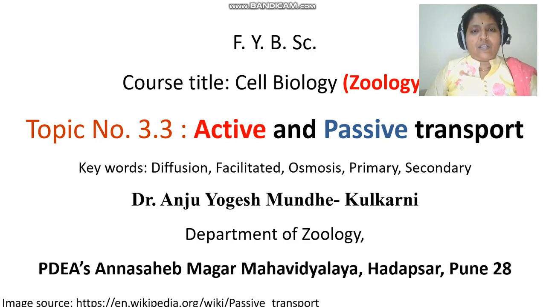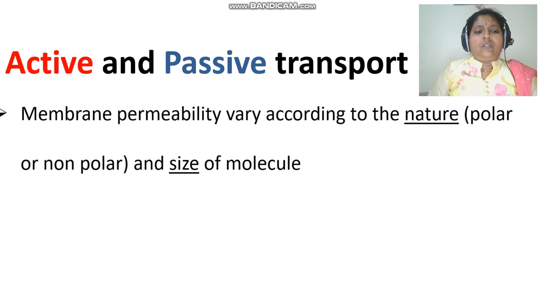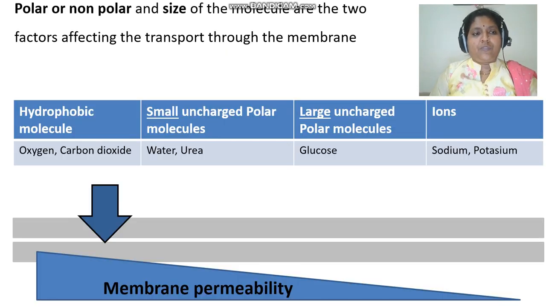Today we will discuss active and passive transport. Membrane permeability varies according to the nature of the molecule, that is polar and non-polar, and the size of the molecule. Therefore, there are two determining factors: the polarity of the molecule as well as the size.